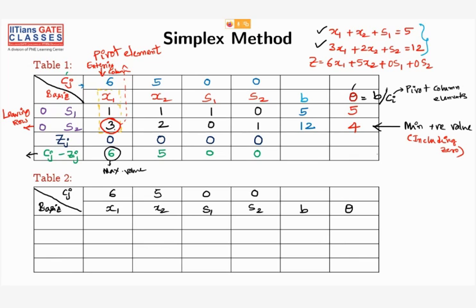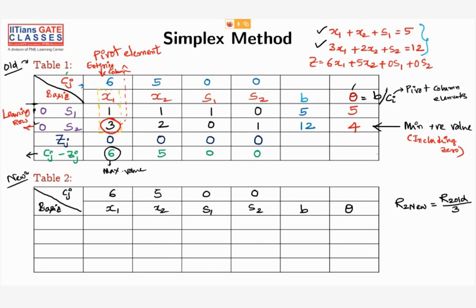Now if you want to make this value 1, only row operations are allowed, so the entire row you have to divide by 3. Let us say this is the old table, table 1, and this is the new table. From here it is row 1, and this is row 2. So I want to update my row 2 by making this 1. Row 2 new will be equal to row 2 old divided by 3. Can I do that? Yes. The complete row is divided by 3.